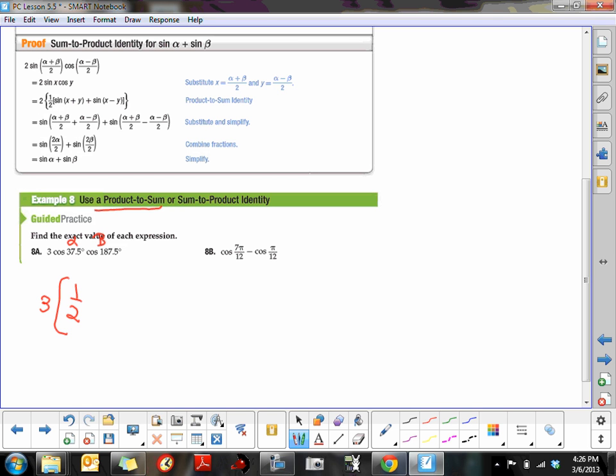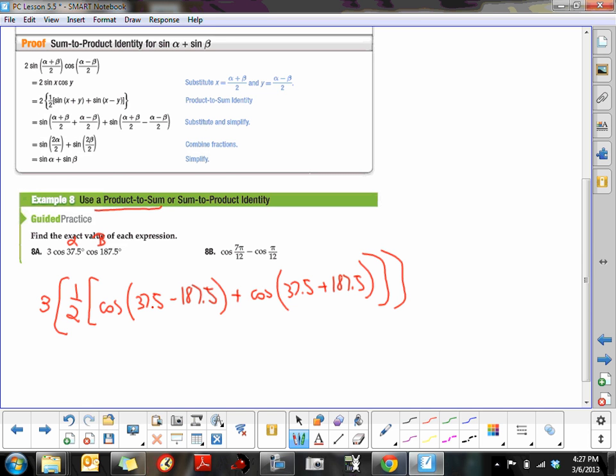Then I need another cosine of alpha minus beta. So it's 37.5 minus beta, which is 187.5, parenthesis. Then plus the cosine of your first angle, alpha, which is 37.5, plus 187.5. Parenthesis, square bracket. Then we can finish our simplifications.